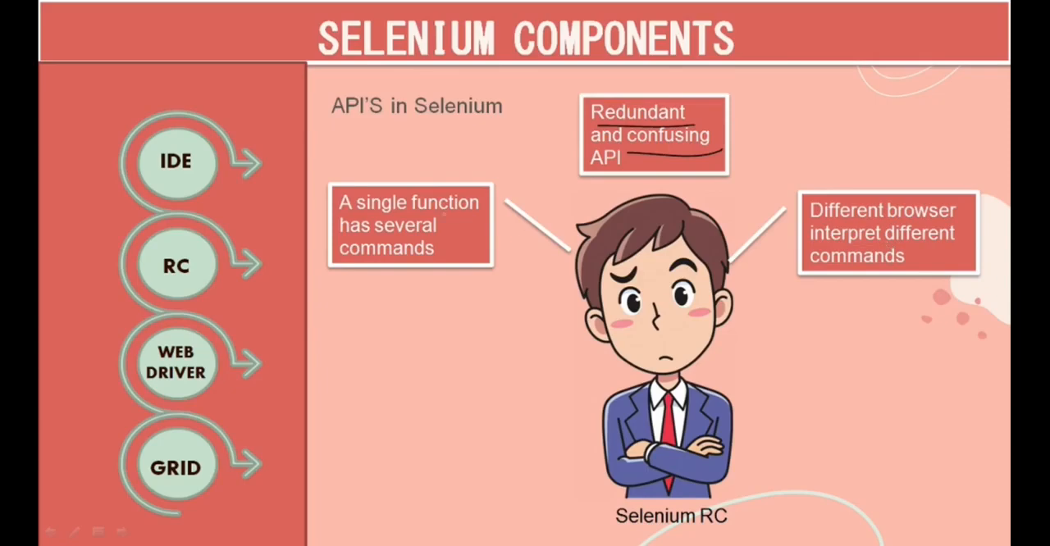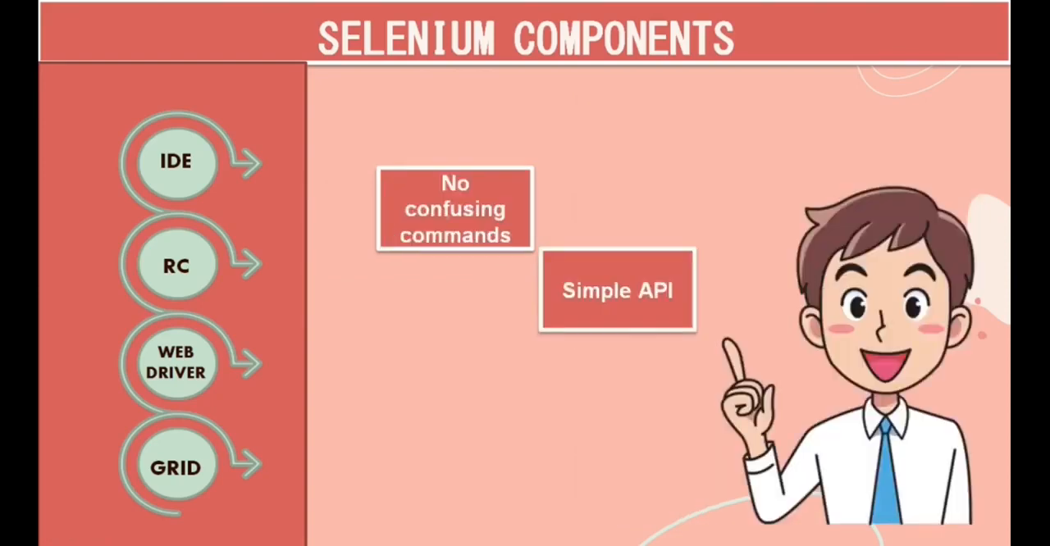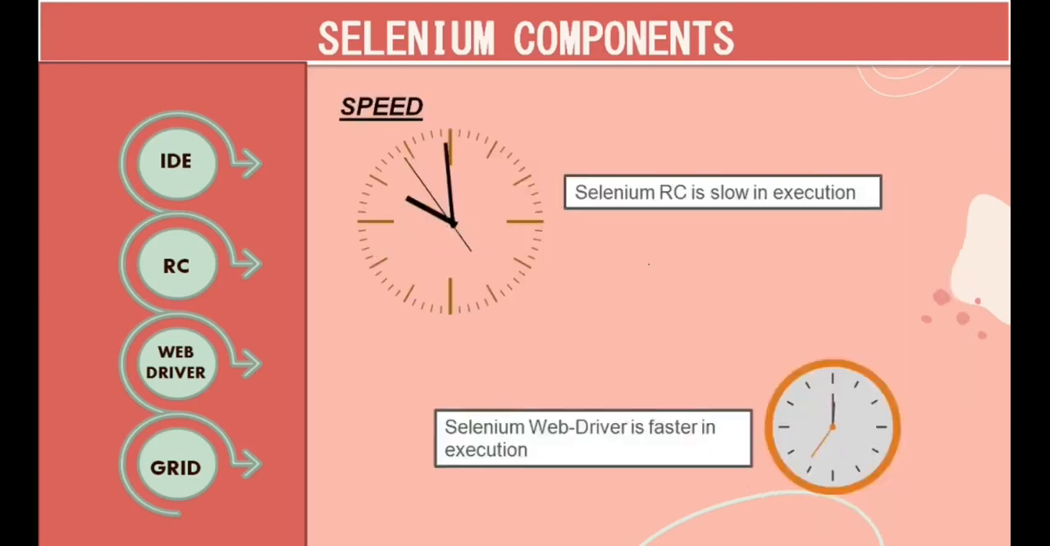Whereas Selenium WebDriver has a much simpler API and is much easier to use. For example, we have the click function to click on a web element. We have the sendKeys command to send text to any web element on the web page. So it has a very simple API. Now let's see in terms of speed. Selenium RC is slow in execution, and WebDriver is faster in execution, because in Selenium RC we have the RC server, whereas in WebDriver there is no additional server.